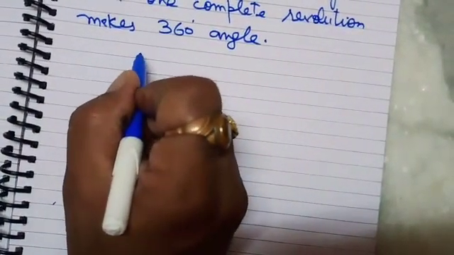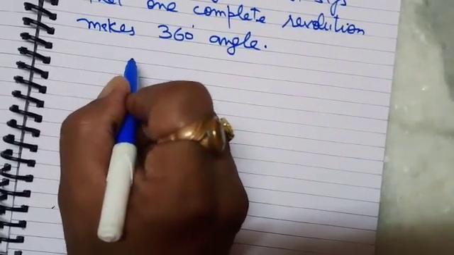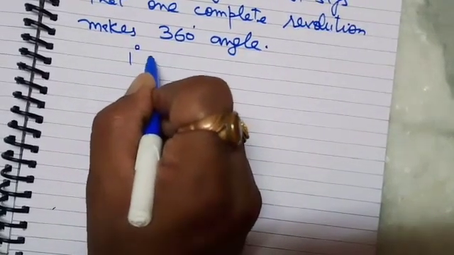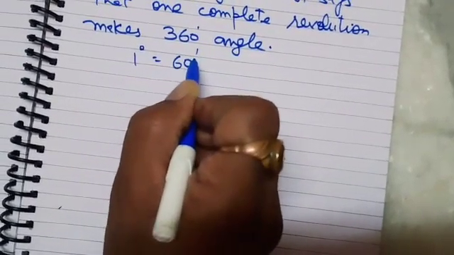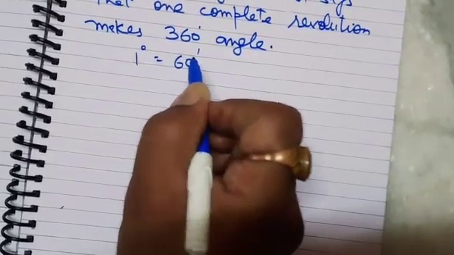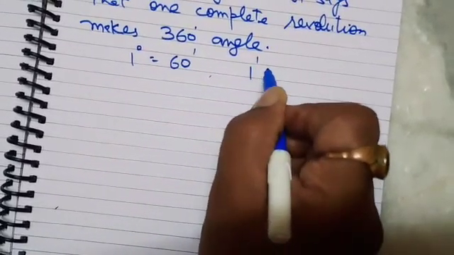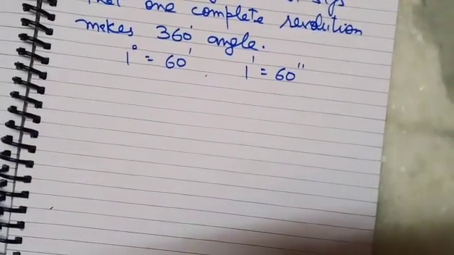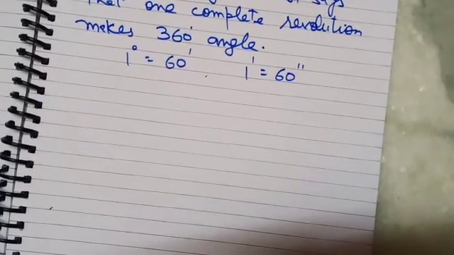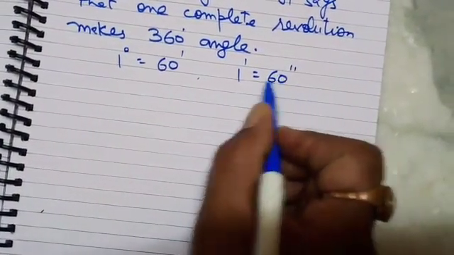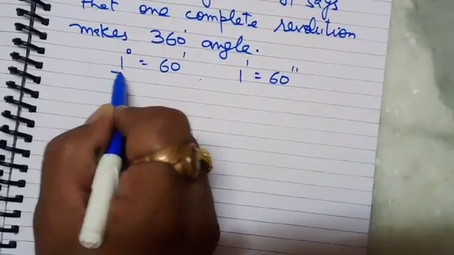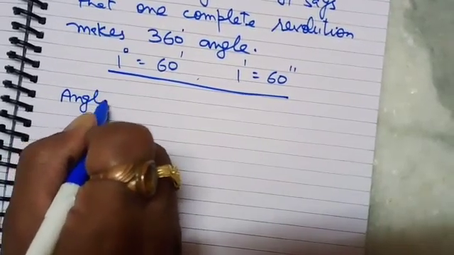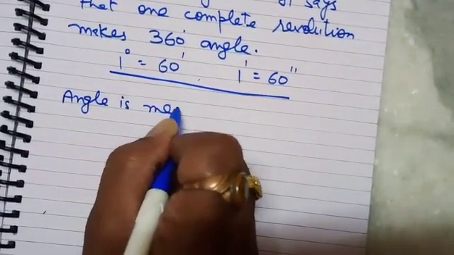Fine. And my dear students, 1 degree is equal to 60 minutes, and 1 minute is equal to 60 seconds. This you must remember. Another system, the second system, is where the angle is measured in radians.